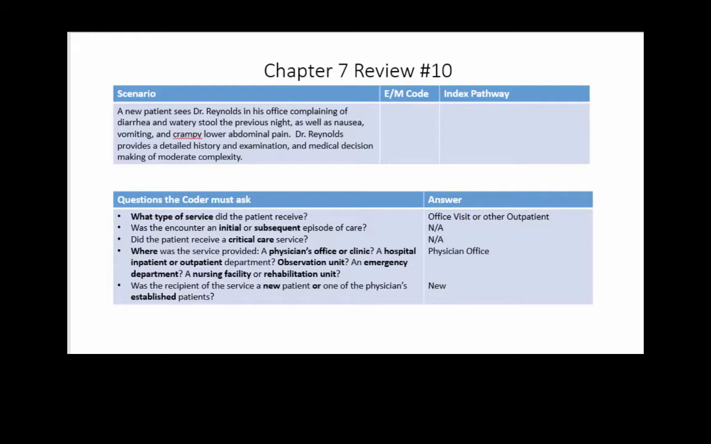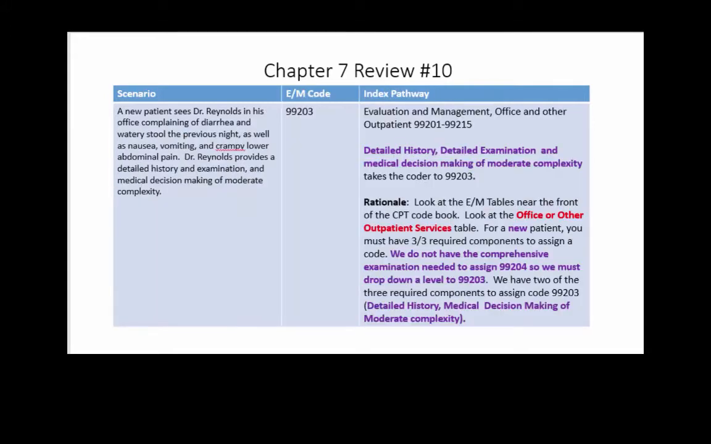For number 10, you have a patient being seen in the doctor's office again, a new patient. I'm going to go back to those same tables. You can either use the index or the tables. To me, the tables are the most helpful. We do not have the comprehensive exam needed to assign 99204, so we must drop down a level to 99203.